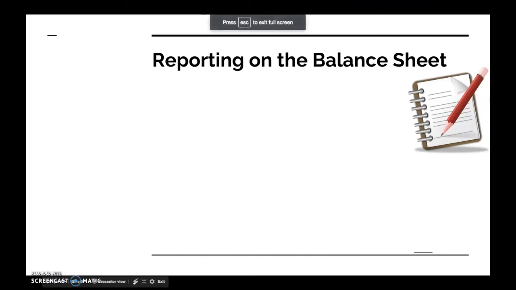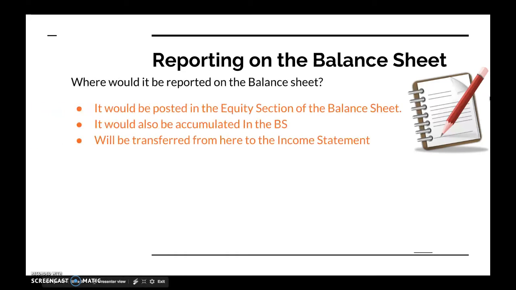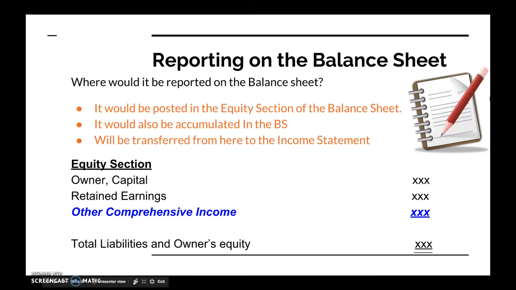Now that you know what other comprehensive income is, why you use it, and when you use it, where would you place it on the balance sheet? Well, take a moment to think. Well, other comprehensive income is a no gain or loss account. It is a tricky account to place. It would be put into the equity section of the balance sheet. It would also be accumulated there, and later on in the financial report, it would be transferred on to the income statement.